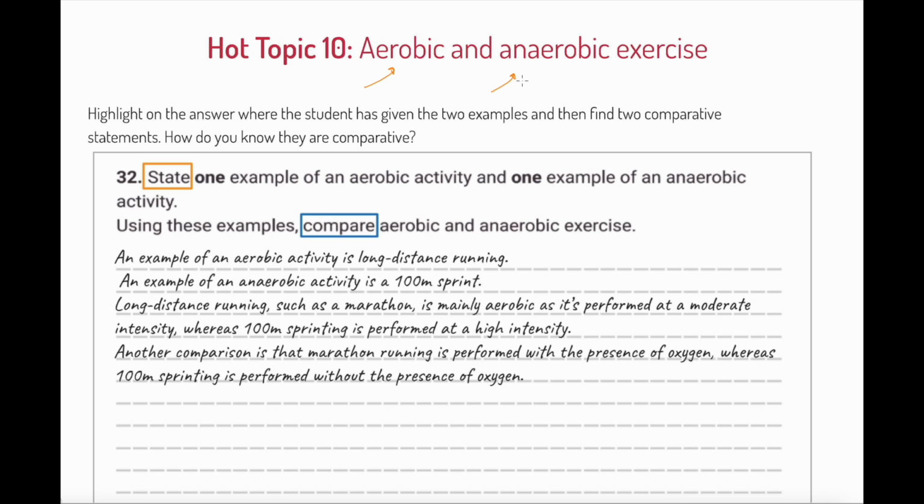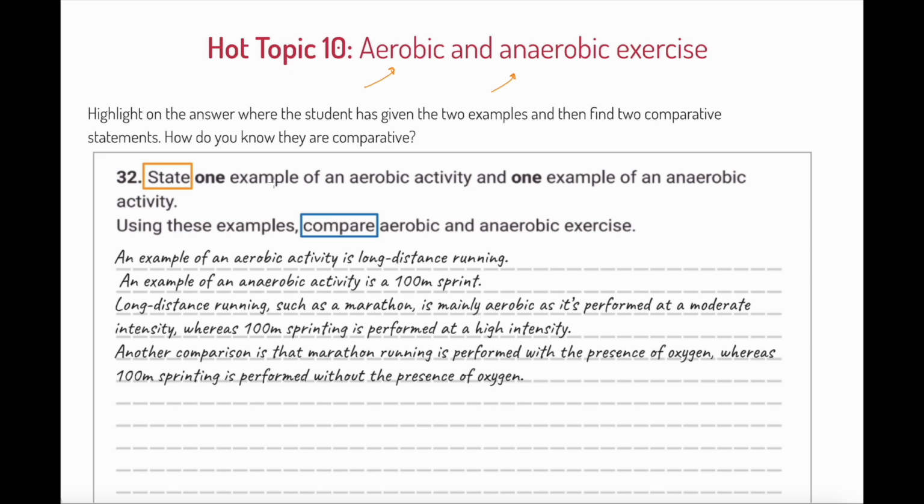I will touch on areas of teaching of these things, but what I want to do is develop exam skills. So what we're going to do here is highlight on the answer below where the student has given the two examples and then find two comparative statements. How do you know they're comparative? And the reason we're going to do this activity is look what this question says.